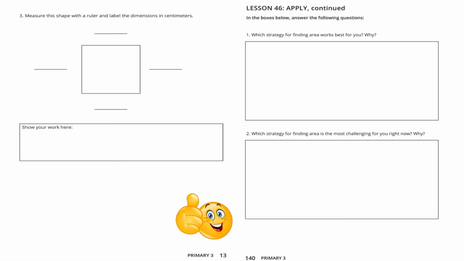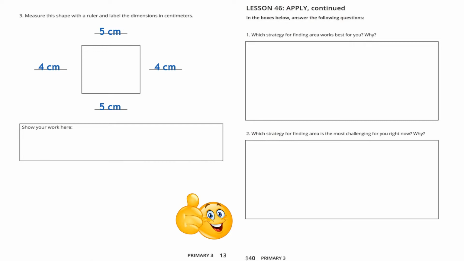Here we have a shape. He wants me to measure using a ruler and label the dimensions in centimeters. When we measured it, we found that the length is 5 centimeters and the width is 4 centimeters. We want to find the area of it. So this shape first is called what? We have 5 length and 4 width, so we don't have the same dimensions, or we don't have equal sides. This shape is called a rectangle.